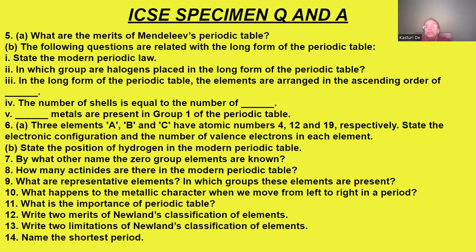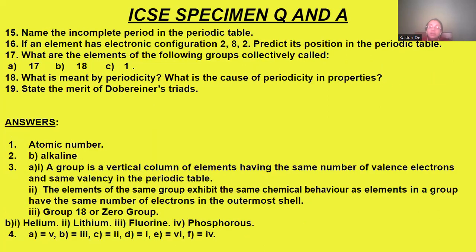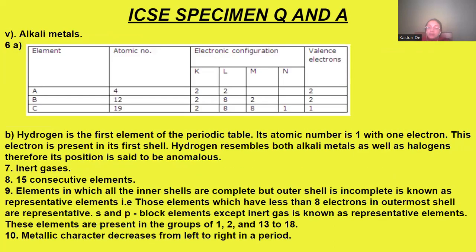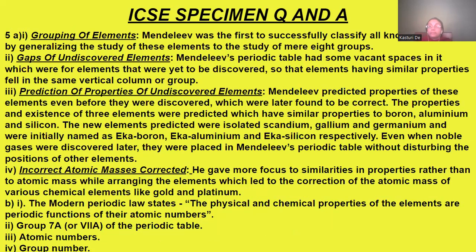What happens to the metallic character when we move from left to right in a period? When we move from left to right in a period, the metallic character decreases because the elements become non-metallic and then change into noble gases. So metallic character decreases when we move from left to right in a period.